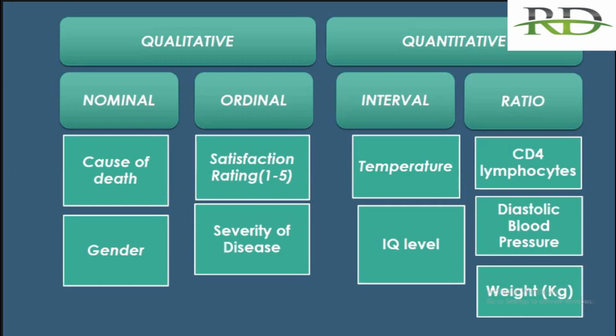Ma'am, I think in interval data, if the value is 0, it means it is very low. It does not mean that it has nothing. Since it is not a true 0, even if a person has an IQ level of 0, it does not mean that the person doesn't have any IQ. That is why I have written IQ level in the interval scale and not in ordinal or ratio.